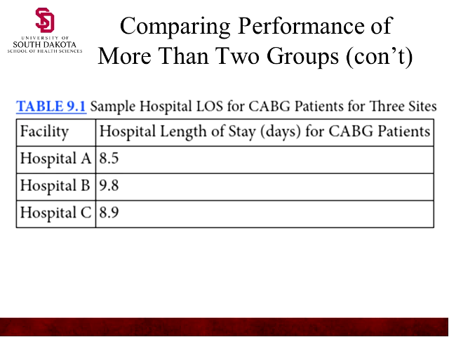Now, we look at sample hospitals, like the stay for CABGs. We can see here we have hospital A, B, and C. Here it's 8.5 days, 9.8, 8.9. So you say, well, hospital 8.5 is doing great. Hospital 9.8 is not doing so great. 8.9 is in the middle. Until there's other things you have to think about.